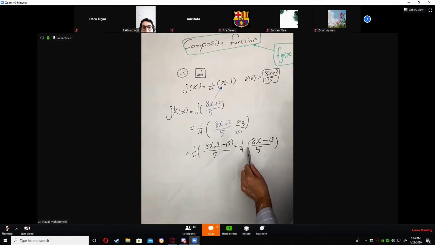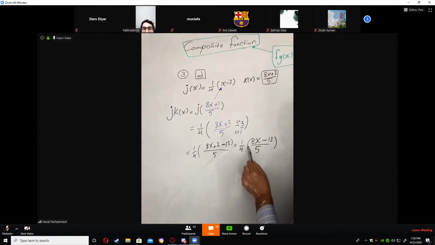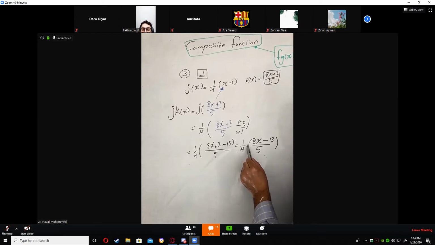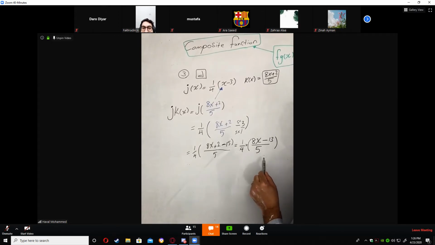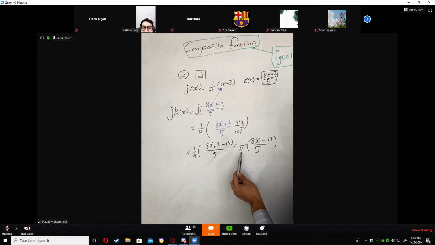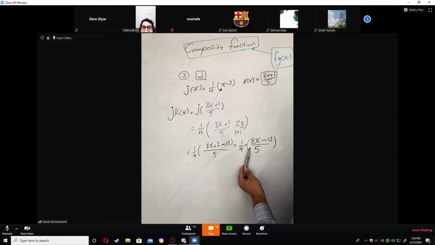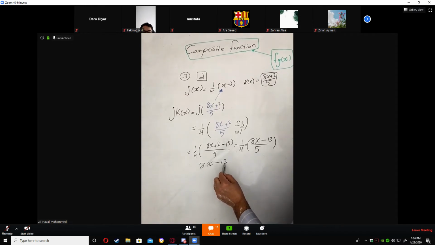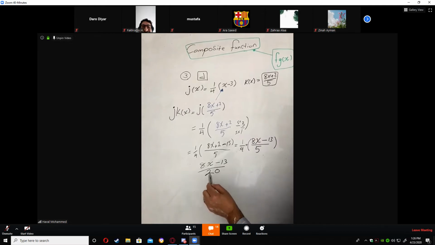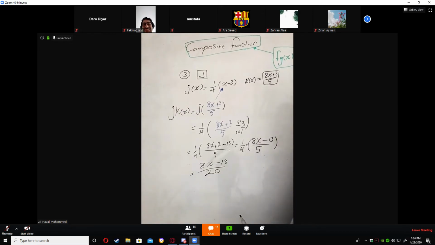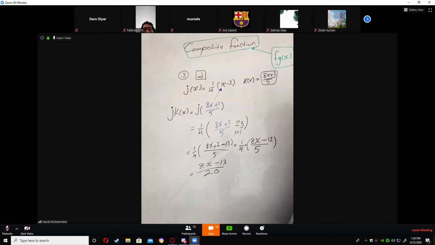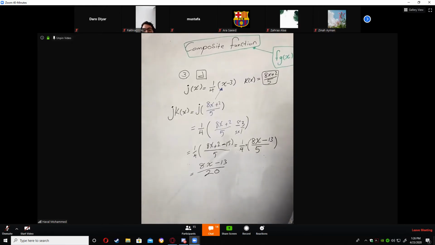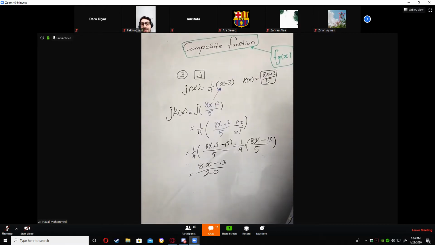Now, this is two fractions and a multiplication between them. Then in a multiplication, you just multiply numerator to numerator and denominator to denominator, then the final answer will be 8x minus 13 over 20. This is your final answer. Okay? Any more questions?